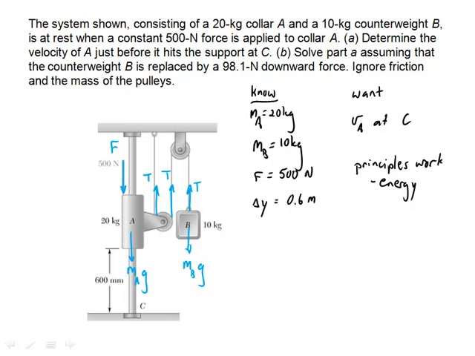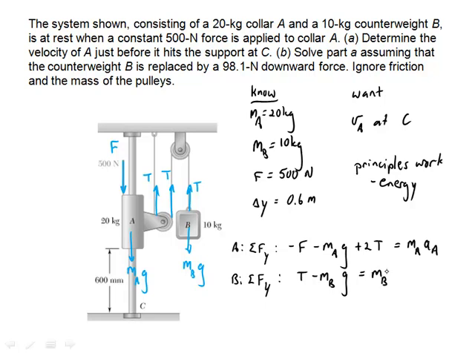We don't have to worry about any x motion, but let's take a look at the sum of the forces in the y direction, and we'll start with A. So we have minus F minus m sub a g plus 2T, and that's going to equal the mass times the acceleration for A. Similarly, if we look at B, we have T minus the mass of B times g is the mass of B times the acceleration of B. And we're pushing A down, so the acceleration of A will actually be in the downward direction, and the acceleration of B will be up, so we'll put a minus sign out.